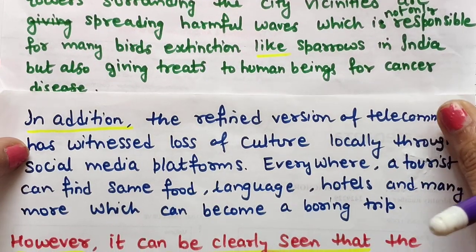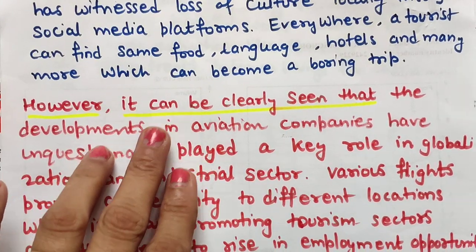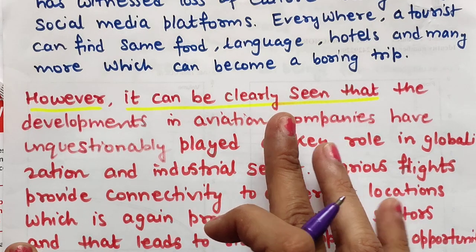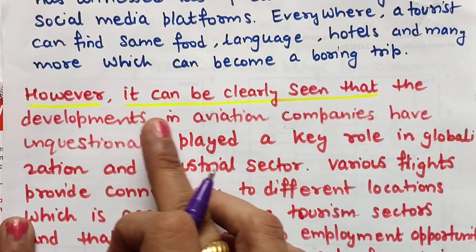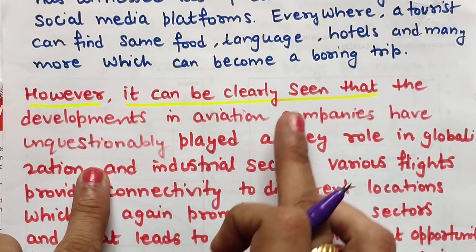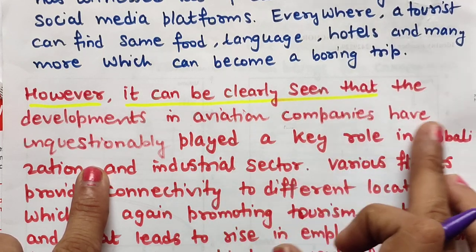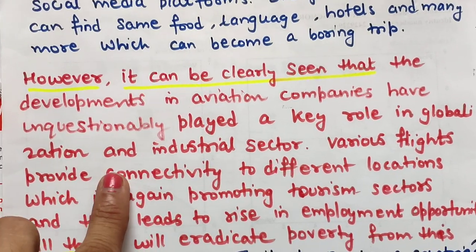Now coming to advantages, how I have started. However, it can be clearly seen. You must be saying this is from task 1 sentence, doesn't matter. It can be clearly seen, or visible, that the developments in aviation companies have unquestionably played. So first I am going to explain the definition, you can erase it if you want. Have unquestionably played a key role in globalization and the industrial sector.